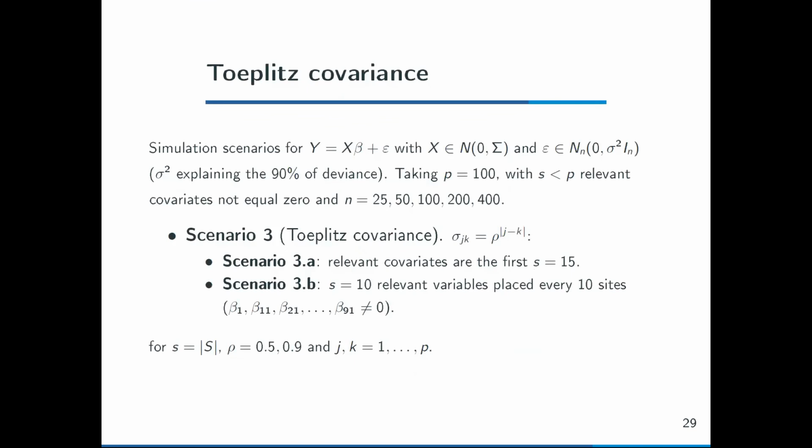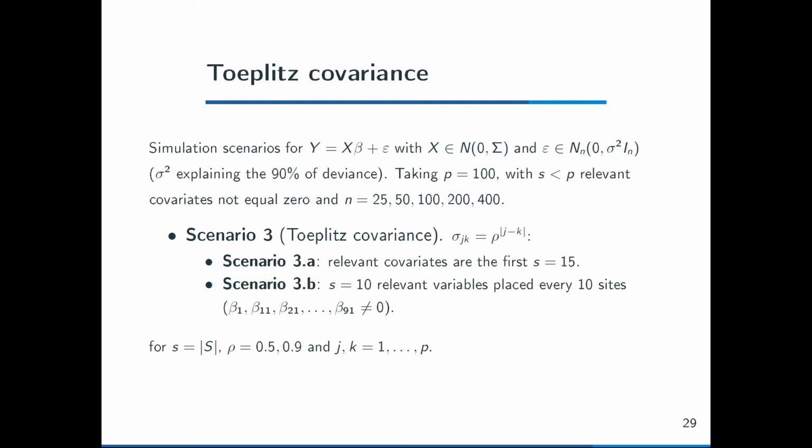Eventually, we test in other different dependent scenarios. In particular, we consider a double-Laplace covariance structure. Now, the correlation is given by this expression, and all the covariates are going to be correlated between them.